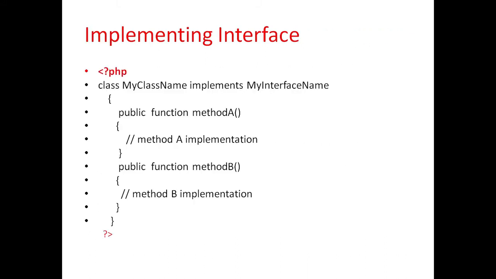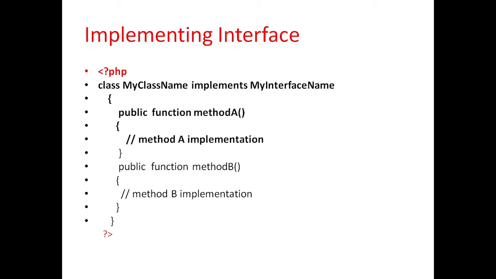To implement an interface, use the implements keyword with the interface name along with the class name, that is, class name, implements, interface name, and the methods that we have defined in the interface are implemented in the class.